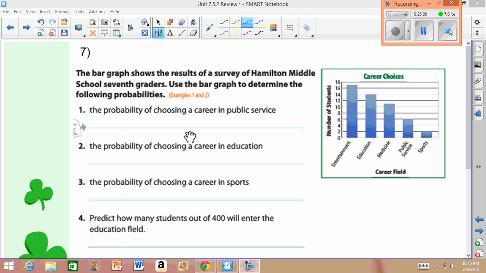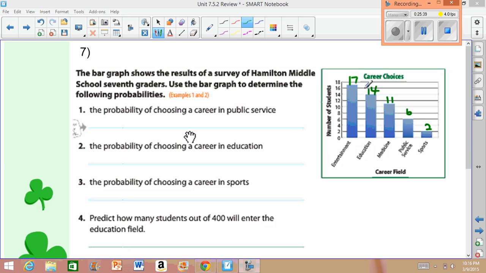For problem number 7, it's broken down into 4 parts, and we have this bar graph, and it shows the results of the survey of Hamilton Middle School 7th graders. And it says use the bar graph to determine the following probabilities. So the first thing we're going to do is label our bar graph with the number above each bar. So that was 17 for entertainment, 14 for education, 11 for medicine, 6 for public service, and 2 for sports.